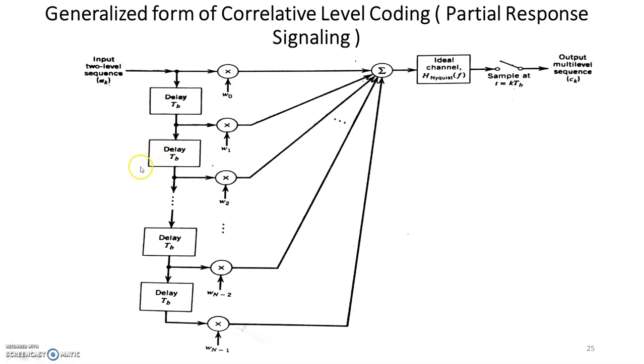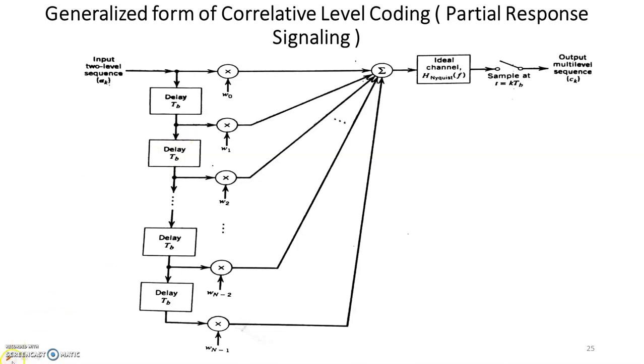In this lecture, we will see the generalized form of correlative level coding, also known as partial response signaling. We have already seen two classes of partial response signaling, class 1 or duobinary coding and class 4 or modified duobinary coding. So this is a generalized form.